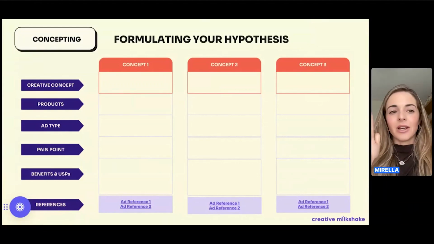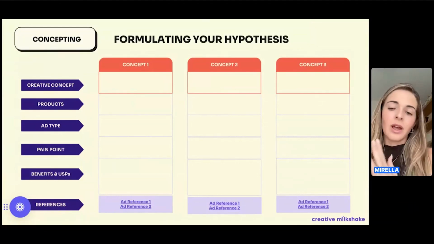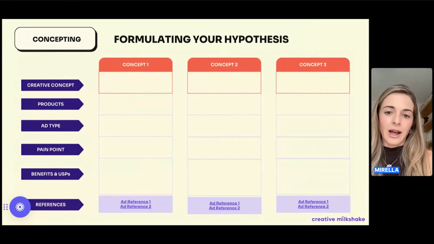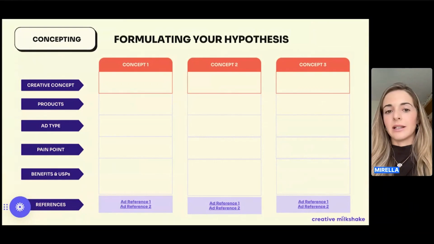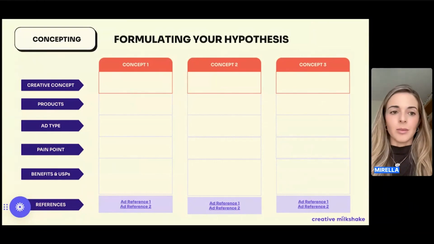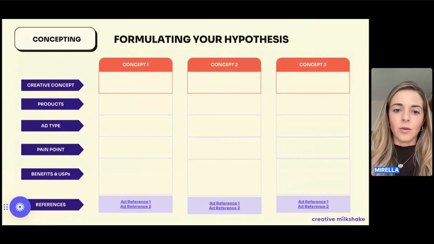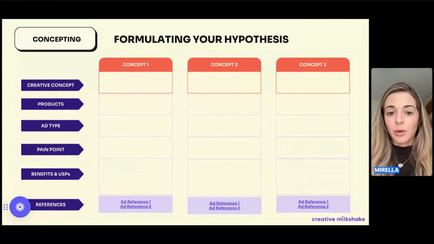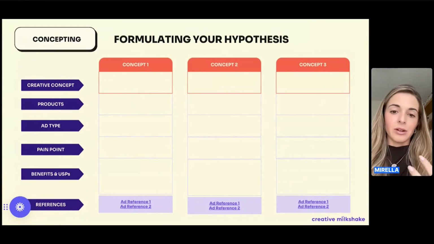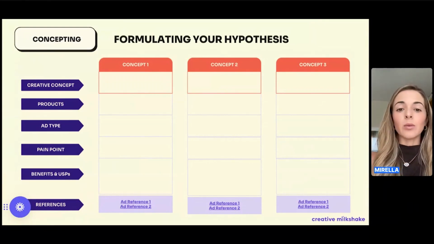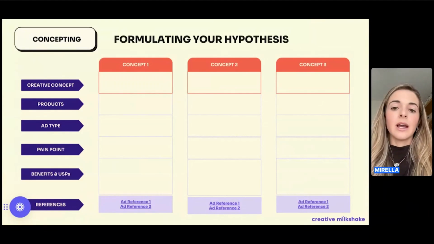So, formulating your hypotheses and developing your concepts. This is kind of the concept map that we use every time we're coming up with ads. This makes it super clear and helps us identify what is the concept, what product is that ad for, what's the ad type we're going to use, what's the pain point and that kind of emotional motivator we're speaking to, and what are the benefits and USPs that's going to feature in that specific ad.